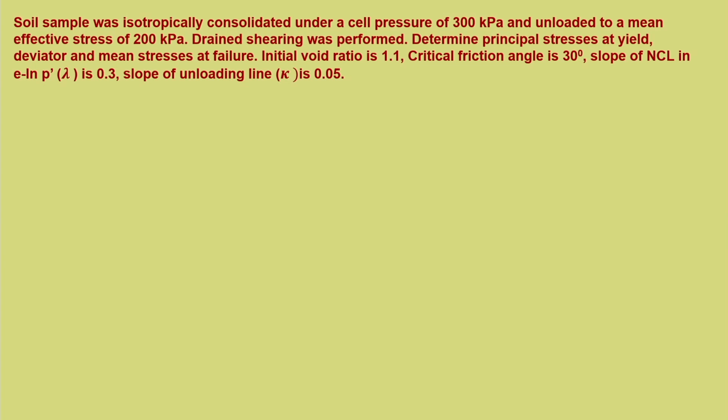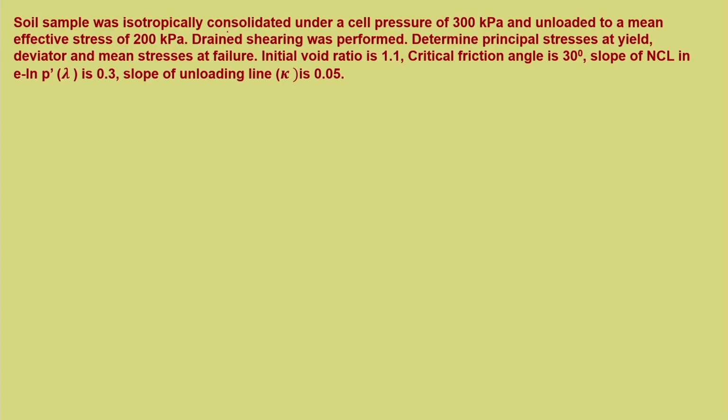Now, most of the things have been covered. Now, what is not covered? We can see we have not determined the yield conditions. So, now we will demonstrate a problem wherein we try to determine the yielding. So, a soil sample was isotropically consolidated under a cell pressure of 300 kilopascal, and it is unloaded to a mean effective stress of 200 kilopascal. So, now from the question itself we can make out it is not normally consolidated, it can be LOC or HOC.